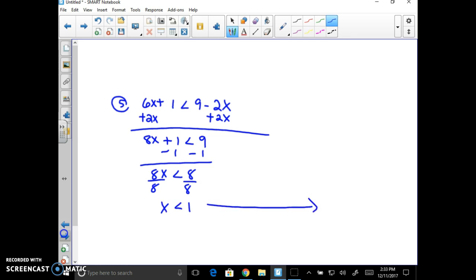So let's graph it. Okay, open circle at 1, shade in this direction right here. So all of these make that inequality true. So we know it's going to negative infinity, and it's going to stop at 1. Those are all my solutions, and 1's not included, so I use parentheses. Okay, I'm going to do number 6.